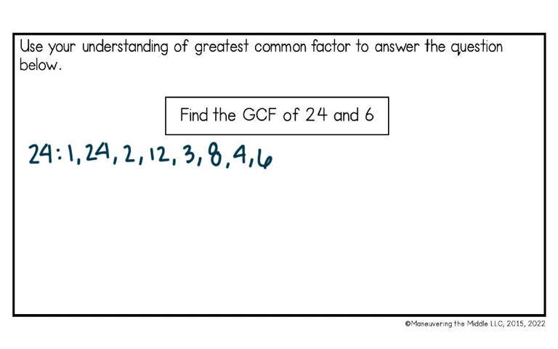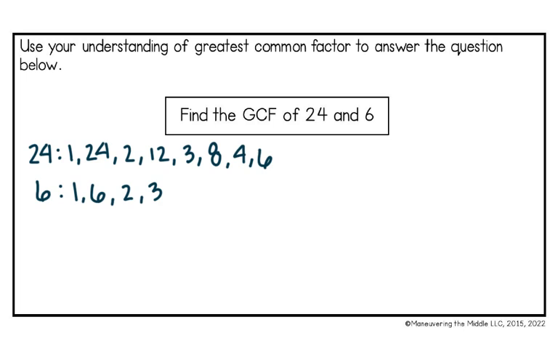5, can't do that. 6, I already have. 7 doesn't work either. 8, I also have that. 9 doesn't work, 10 doesn't work. So that is where we stop. I have all of my factors. So now I'm going to do that same thing for 6. So 1 times 6 is 6, and 2 times 3 is 6. 3s I already have, 4s don't work, 5s don't work, 6 I already have.